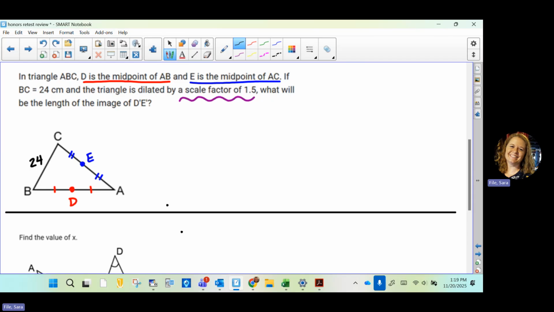Right now, what is ED? Right, but what is the length of it? How do you know it's 12? You're right. I want to know how you know. What's the name of that when you connect a midpoint to midpoint?